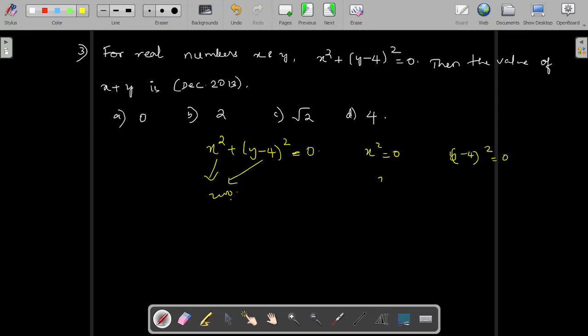So when x square equals 0, x equals 0. y minus 4 whole square equal to 0 means y minus 4 equals 0, which means y equals 4. Therefore, we want the value of x plus y, which is 0 plus 4, which is equal to 4.